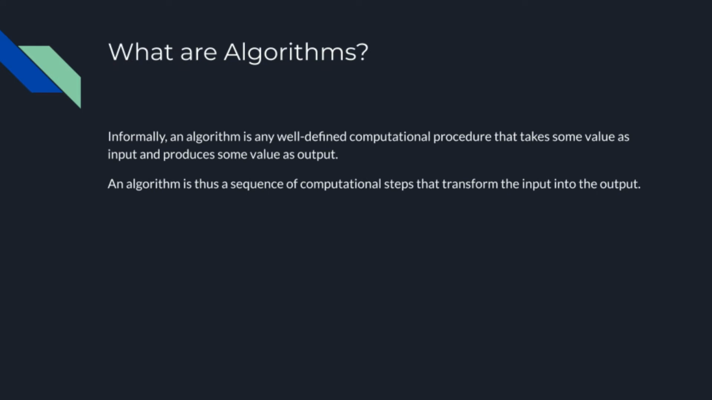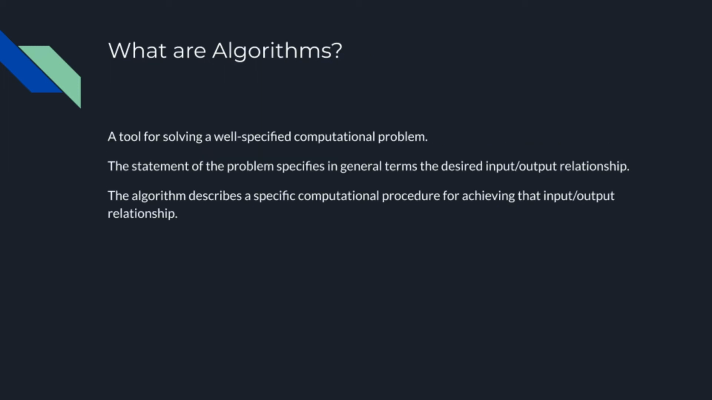What is an algorithm? Informally, an algorithm is a well-defined computational procedure that takes some value or set of values as input and produces some value or set of values as output. An algorithm is thus a sequence of computational steps that transform input into output. We can also define an algorithm as a tool for solving a well-specified computational problem.